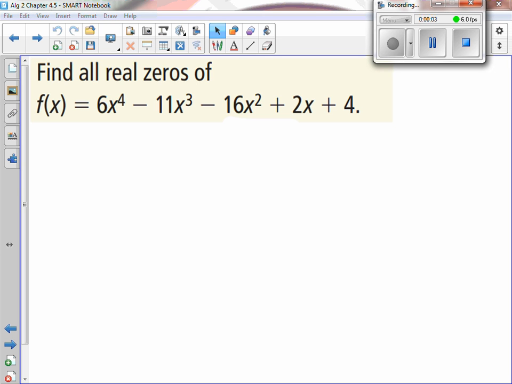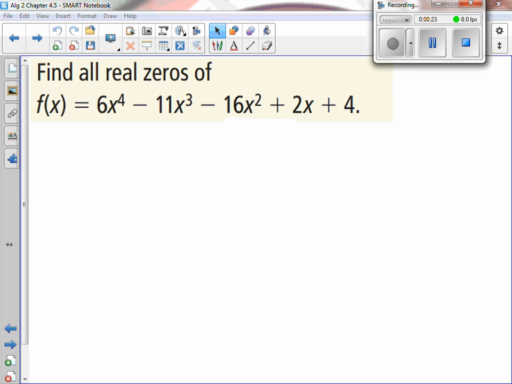So we're going to continue on with solving these here. We did some of these yesterday. We're going to do a few more of these today. We're going to do at least one more of these here, and then we'll move on to the last part of 4.5. Now, this one here, we want to find all the real zeros for this here.